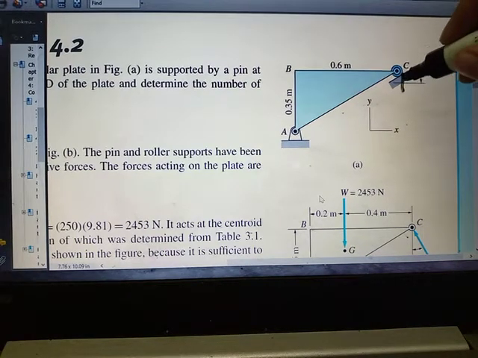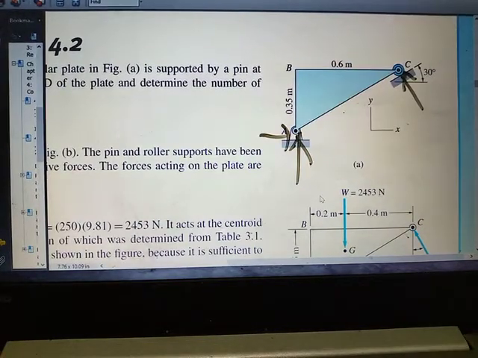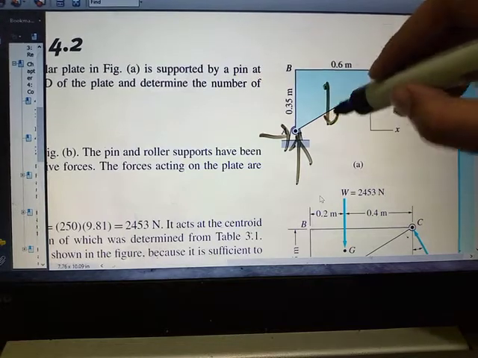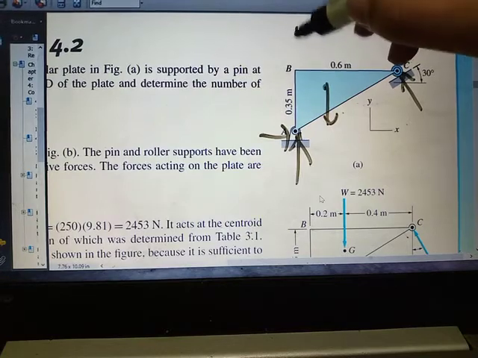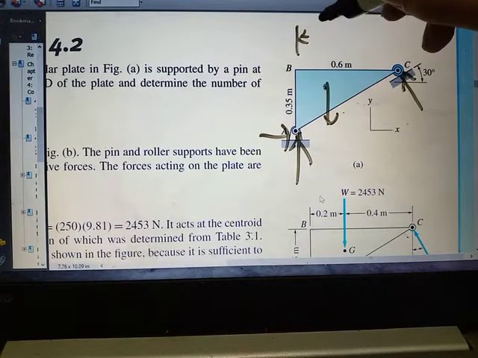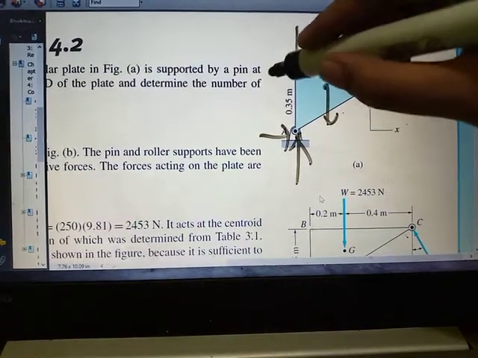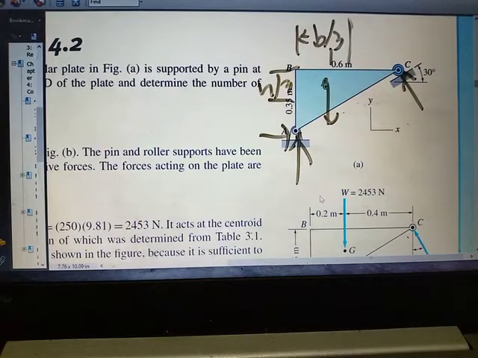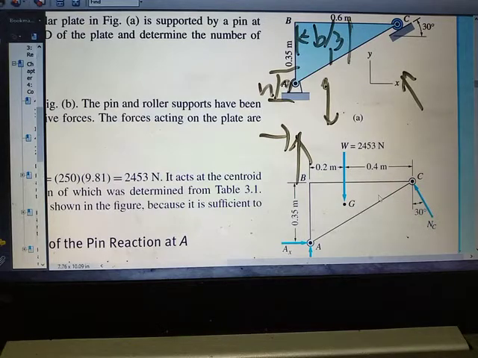So ganyan, saka ganito. Yan yung reaction niya. And then, since may weight siya, dapat nag-act siya sa center of gravity dito. Okay? Remember kung saan nakalagay yung center of gravity. Makikita mo yung center of gravity at B over 3 here and H over 3 here. So, nandyan yan. Ito yon. Okay?